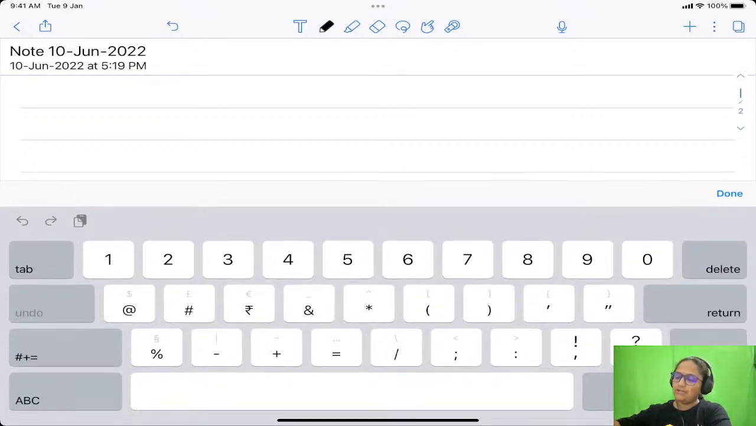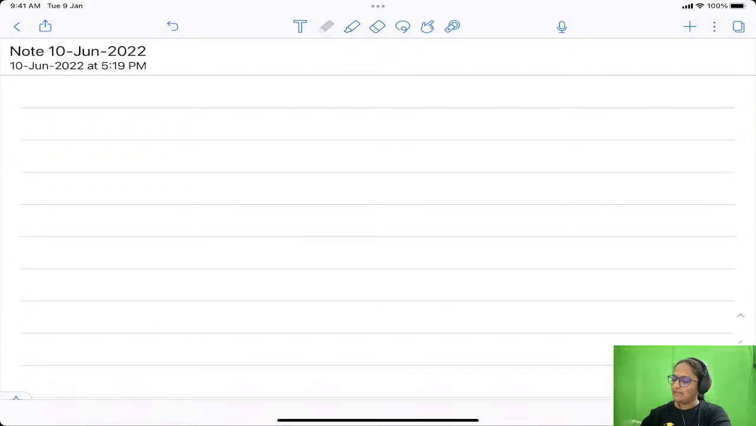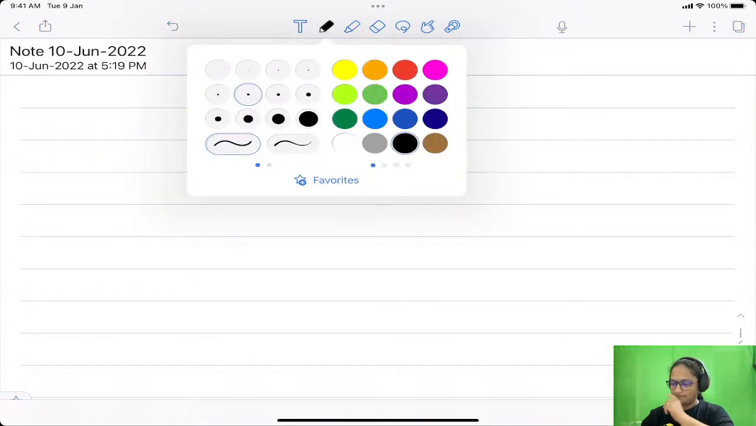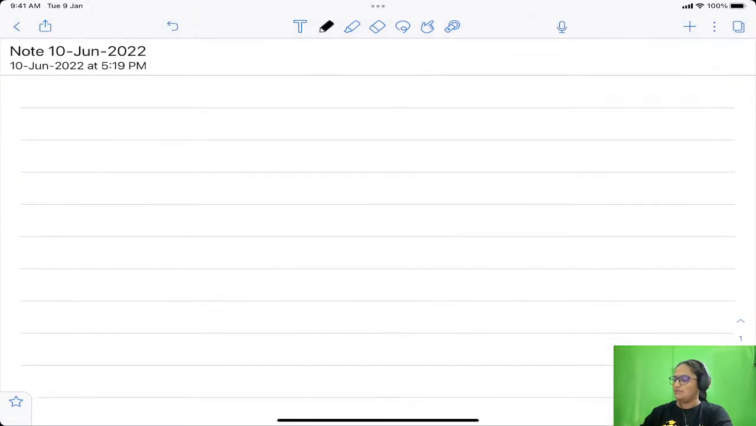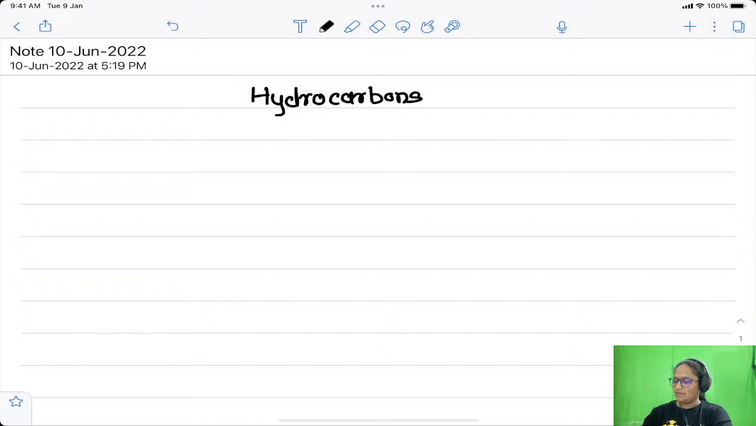Today we are going to learn one name reaction from organic chemistry from the chapter hydrocarbons. Let us learn that reaction today. This topic belongs to the chapter hydrocarbons. The name of this reaction which we are going to discuss is the Wurtz reaction.